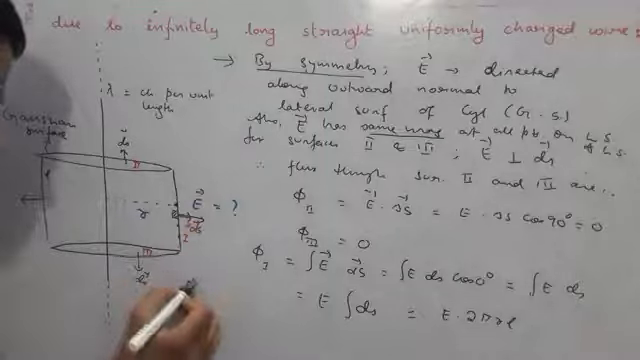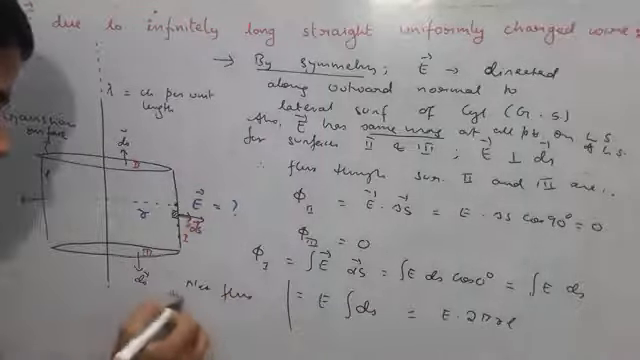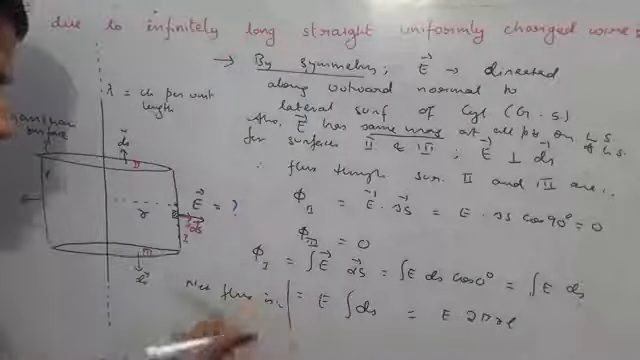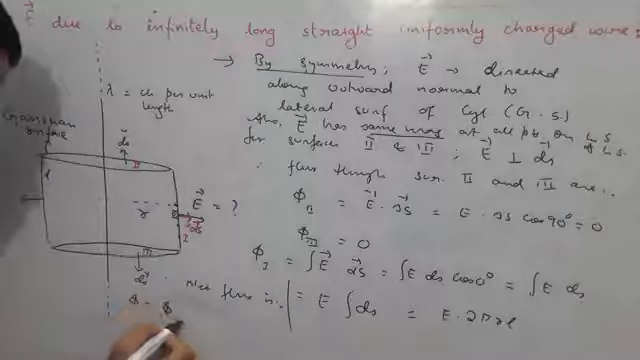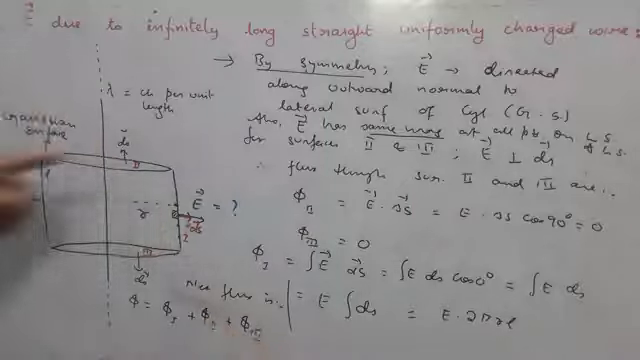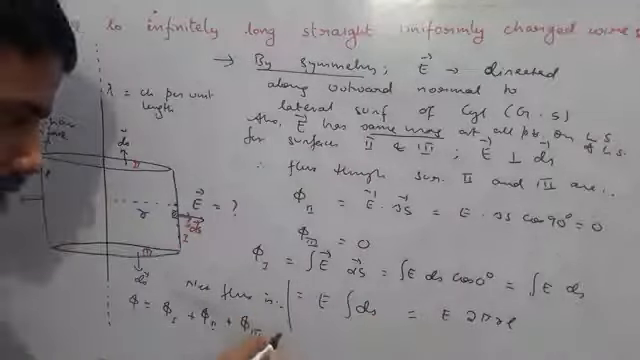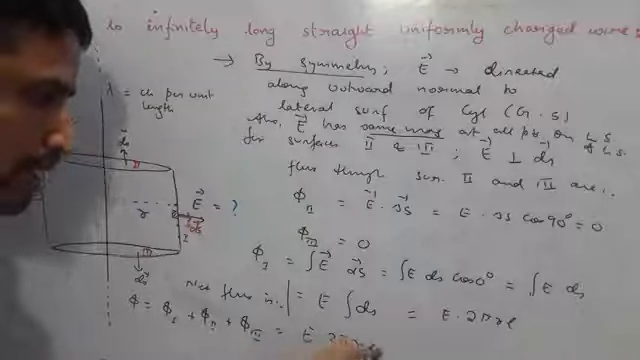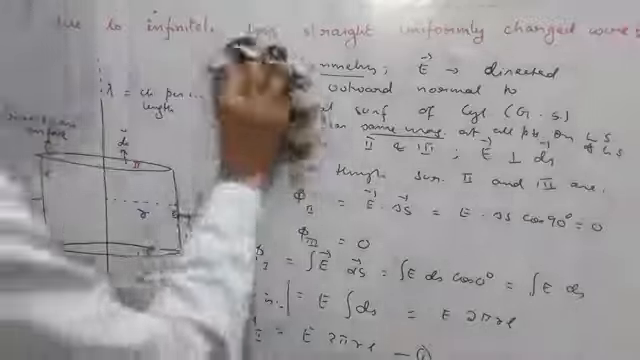Therefore, the net flux through the Gaussian surface, or directly I am writing, net flux phi is equal to phi 1 plus phi 2 plus phi 3, but our phi 2 and phi 3 are 0 each. So the total answer will be simply E times 2 pi RL. This is equation number 1. Now we will use the Gauss law.